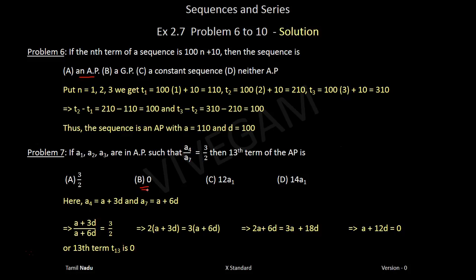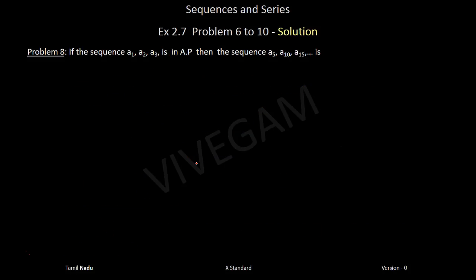So basically you have to remember that Tn is A plus n minus 1 into D, and use that expression and get the value of A4 and A7. Then substitute those values here and get the value of the 13th term. Right. Now let's go to the next sum.